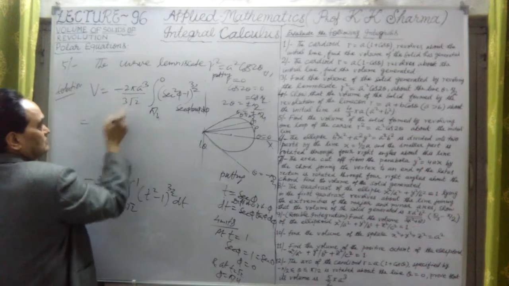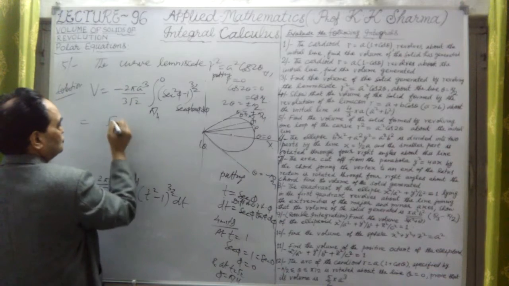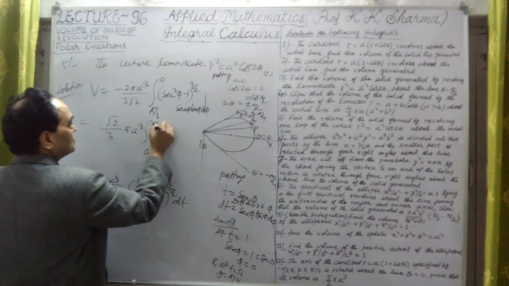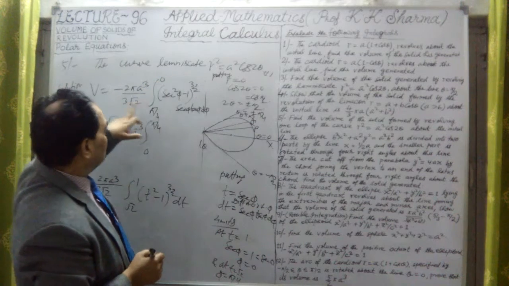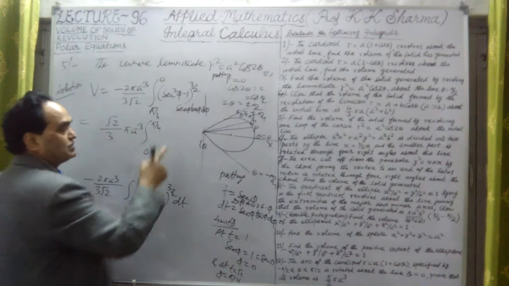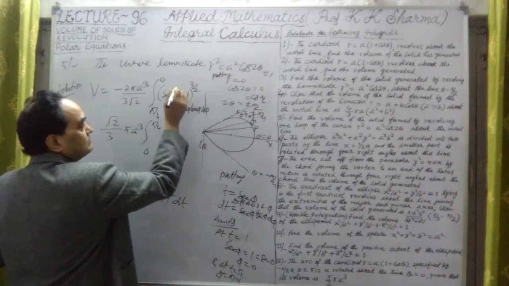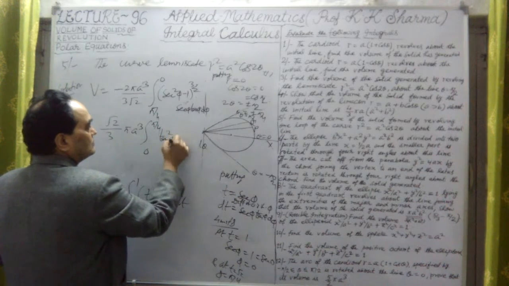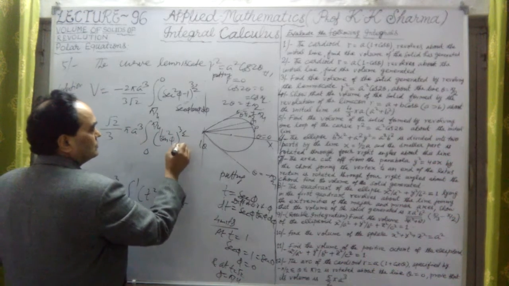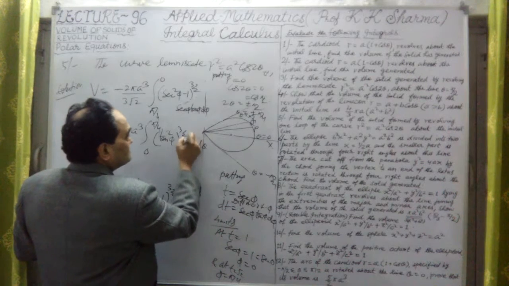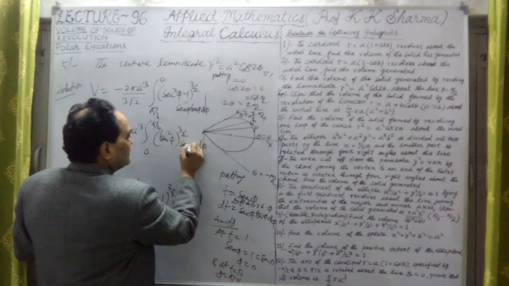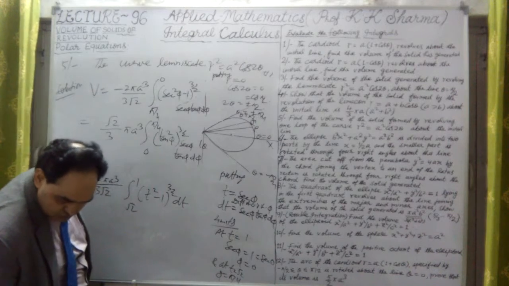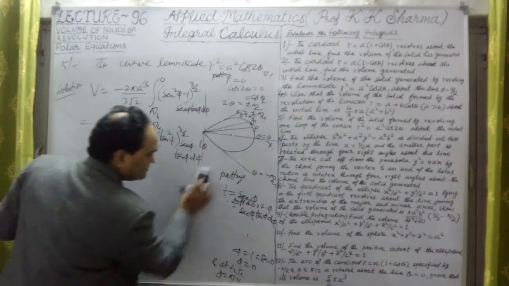Now limits can be interchanged, and this is root 2 upon 3 pi a cube, because 2 upon root 2 is root 2. Limits now 0 to pi by 4. Why? I have reversed the limits because the minus sign is there; the minus sign is removed by the property of definite integral. Sec square phi minus 1 is tan square phi, so it will be tan square phi whole power 3 by 2, into sec phi tan phi d phi. Simple.